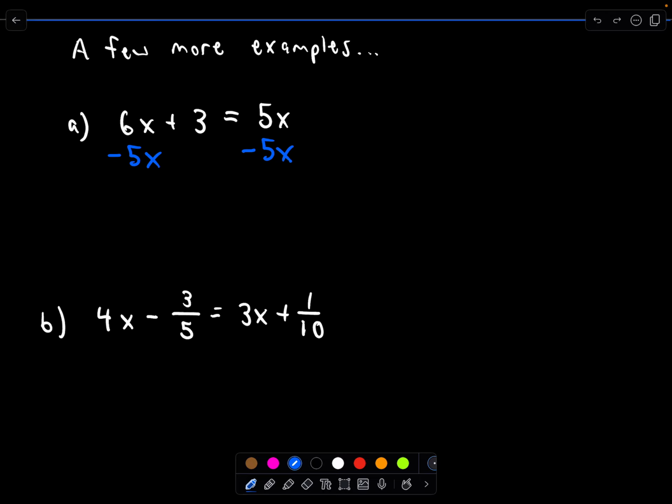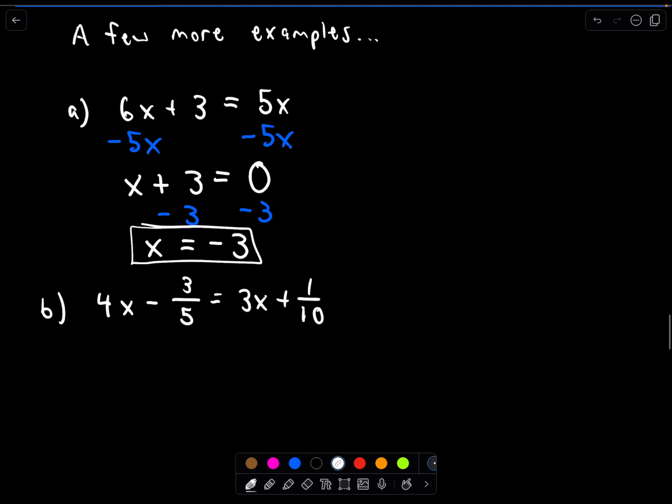Let me change my color. That's positive x plus 3. Notice on the right, 5x minus 5x, that's just 0. But what I could do is subtract 3 from both sides. I would be left with x on the left side, 0 minus 3 on the right. Well, 0 minus 3 is just negative 3. And again, that's going to be my solution.